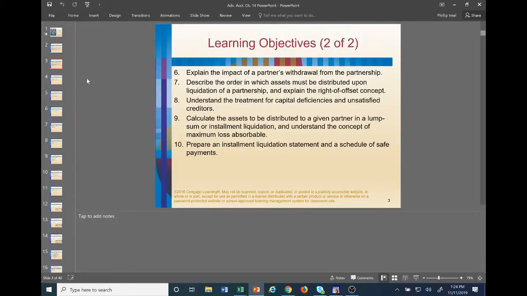Explain the impact of a partner's withdrawal from the partnership. Describe the order in which assets must be distributed upon liquidation of a partnership and explain the right of offset concept. Understand the treatment for capital deficiencies and unsatisfied creditors. Calculate the assets to be distributed to a given partner in a lump sum or installment liquidation, and understand the concept of maximum loss absorbable. Prepare an installment liquidation statement and a schedule of safe payments.